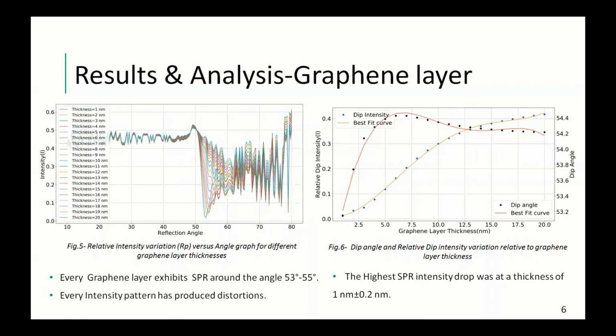Similar to the copper layer simulation results, the graphene layer simulations also have distortions in figure 5, and the SPR effect has occurred around 53 degrees to 55 degrees for all graphene layers. The slight resonance angle shift is due to the refractive index change in the sensor chip from the newly introduced graphene. Unlike the copper layers, it is possible to observe in figure 6 that graphene layer thickness increment will reduce the SPR dip intensity.